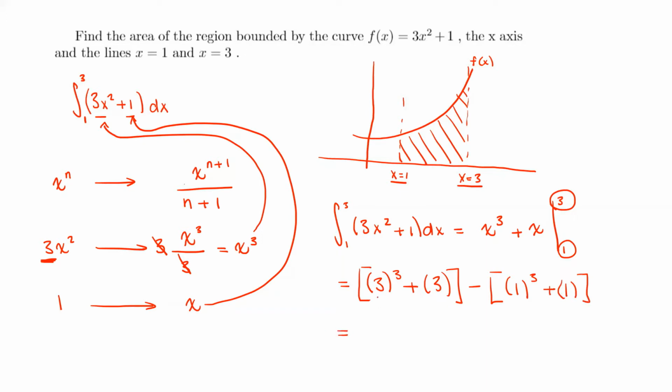So 3 cubed, that's going to give us 27, and 27 plus 3 is going to give us 30. And we're going to have minus 1 cubed is 1, plus 1 is 2. So our answer then is 28. So the area bounded between f of x, x is equal to 1, x is equal to 3, and the x-axis is 28.